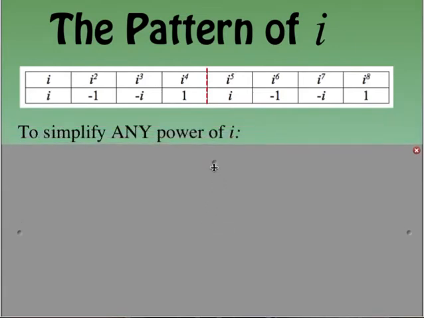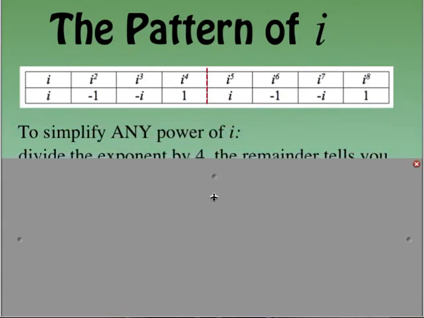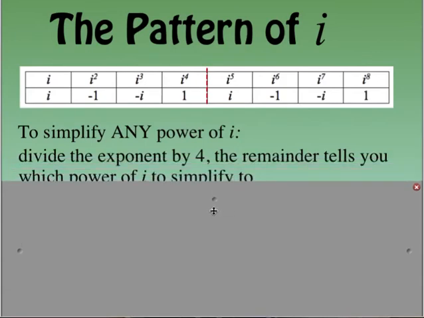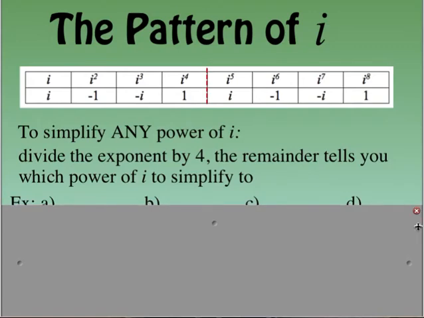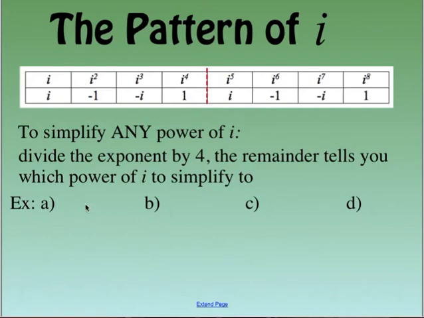So to simplify any power of i, what you need to do is divide the exponent by 4, and the remainder tells you which power of i to simplify to. So I'm going to close my screen here. Let's start with the first example.